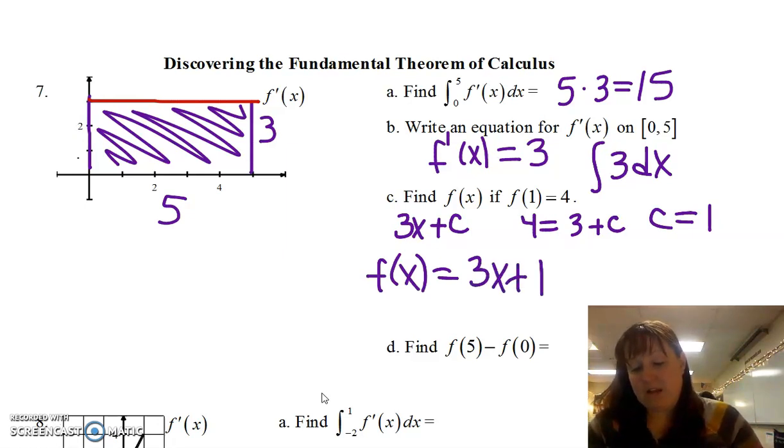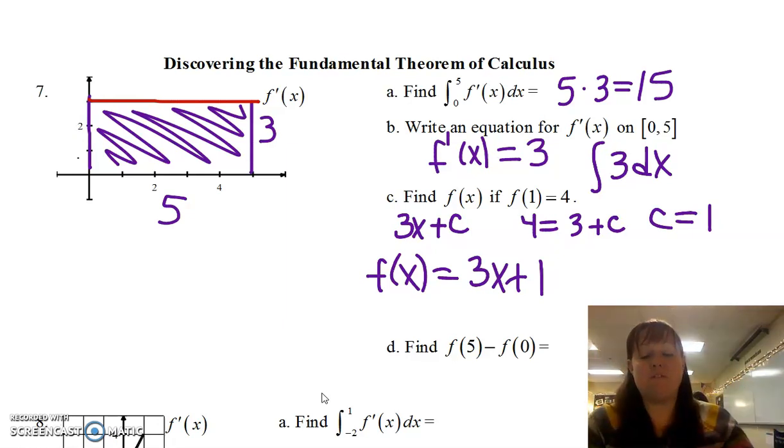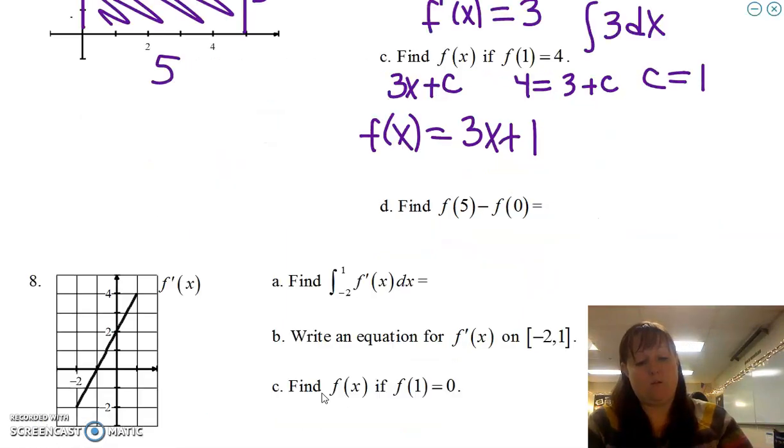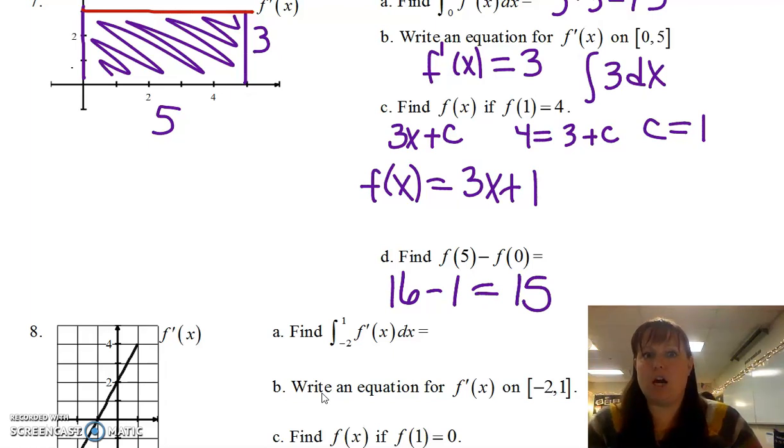Now what we want to do is find the value of our function at 5 minus the value of our function at 0. The value of our function at 5 would be, well, we plug 5 into that and we get 16. And the value of our function at 0 is 1, so that would be 15. Look at that. Weird. It's supposed to come out that way. So the value of our function at 5 minus the value of our function at 0 gives us the area under the curve.